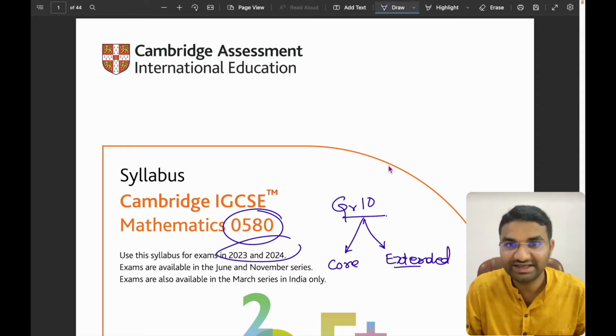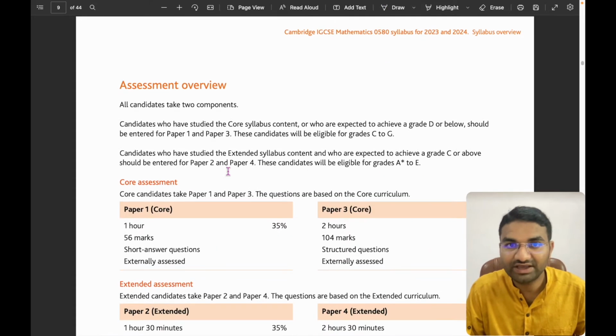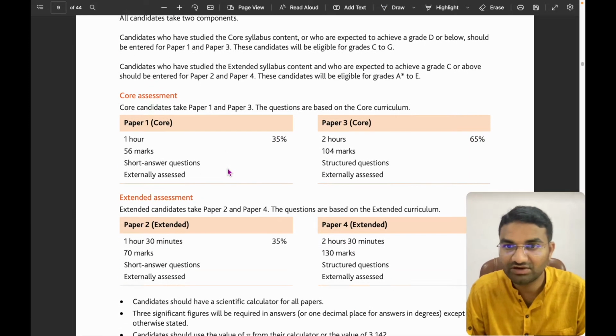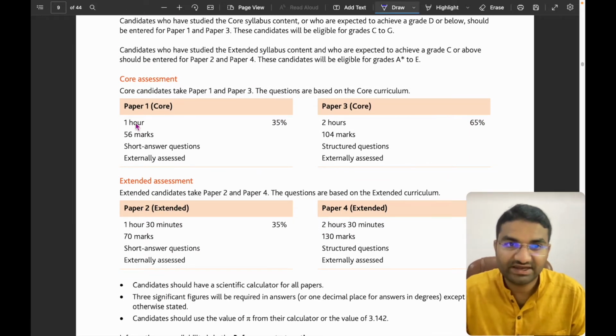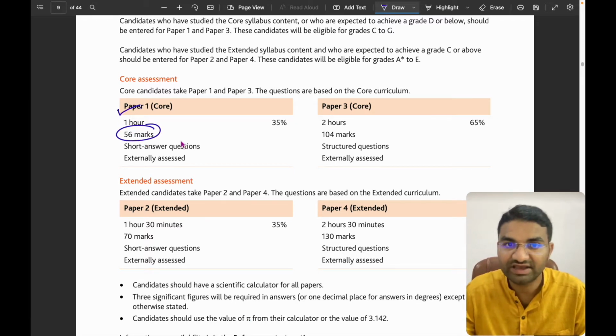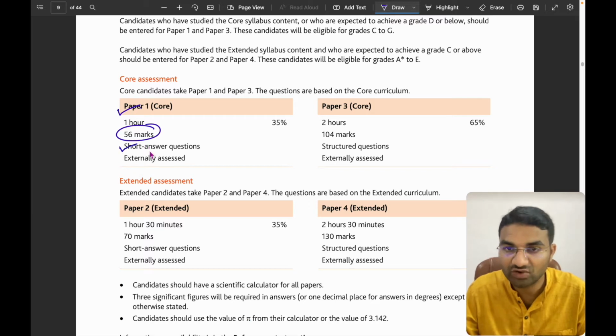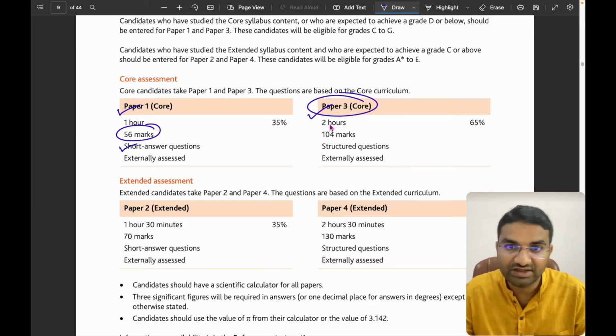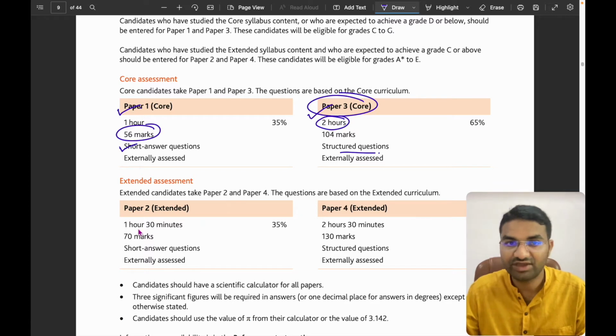Fine. Then moving on straight away to the assessment structure for IGCSE core and extended. We have core paper 1. It's a 1 hour paper, 56 marks, with short answer type questions. And paper 3 is also for the core students. It's a 2 hour question paper, 104 marks, and structured questions are there in the paper.